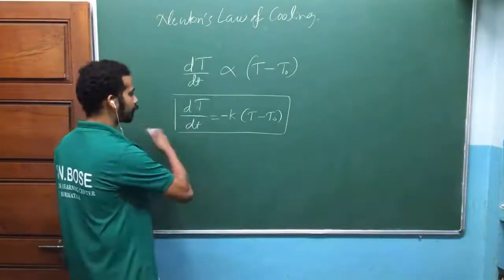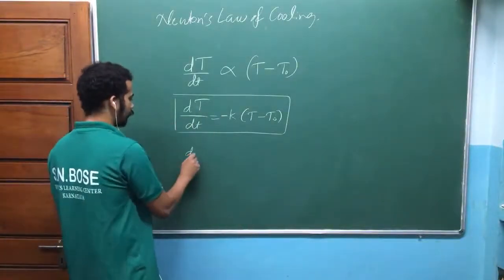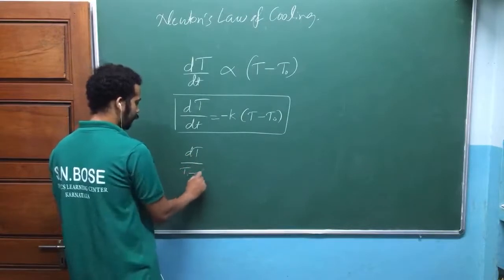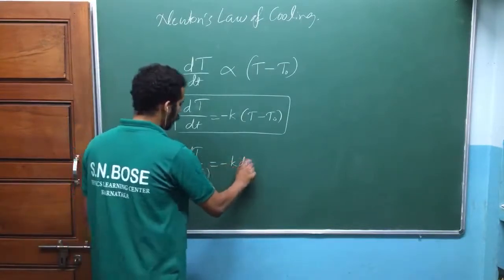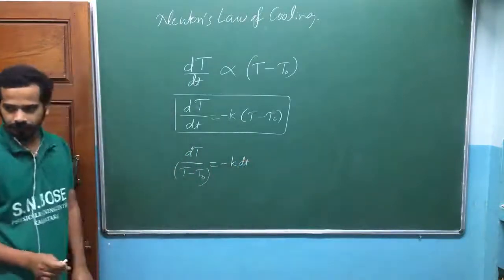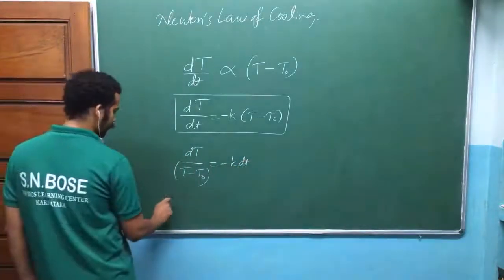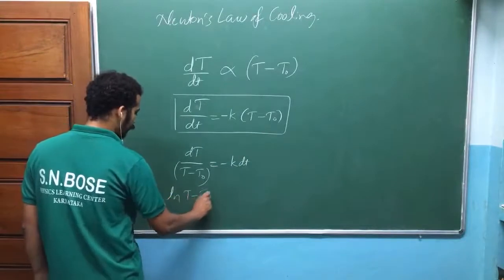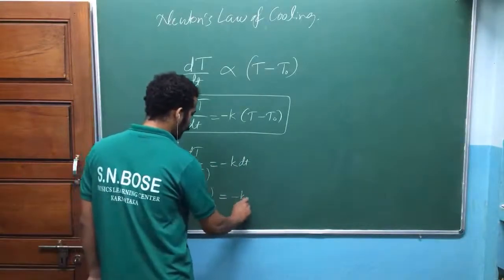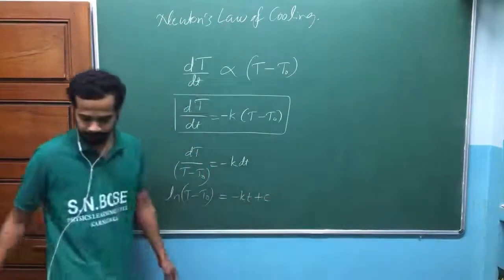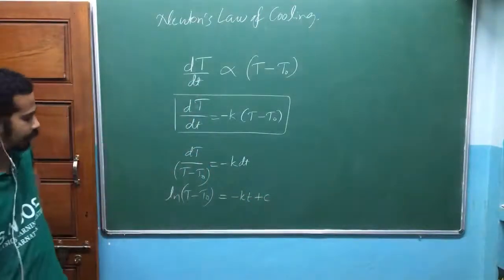Now if I solve this, look here: dT by T minus T naught is equal to minus k into dt. Is that okay? So log of T minus T naught is equal to minus kt plus c, isn't it? Minus kt plus c.